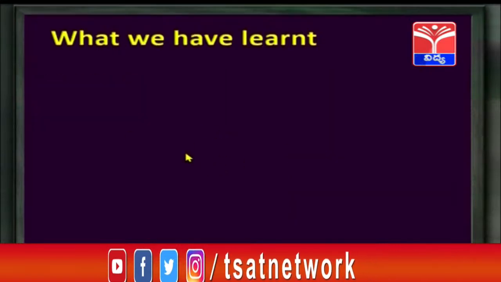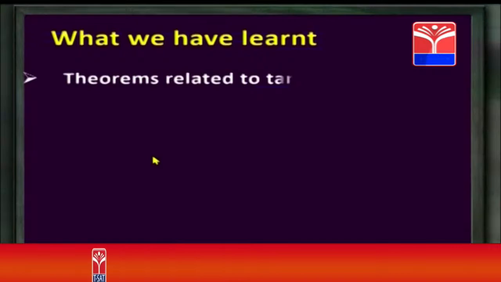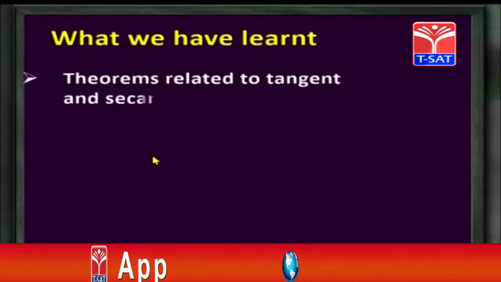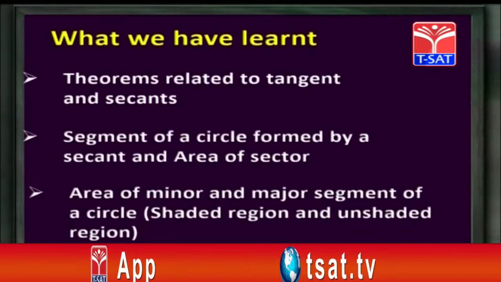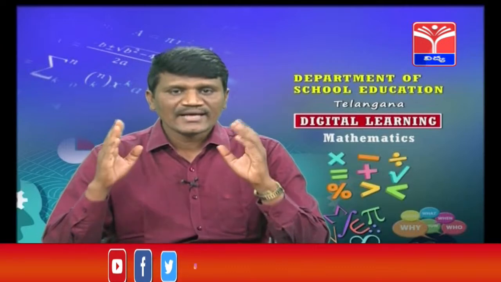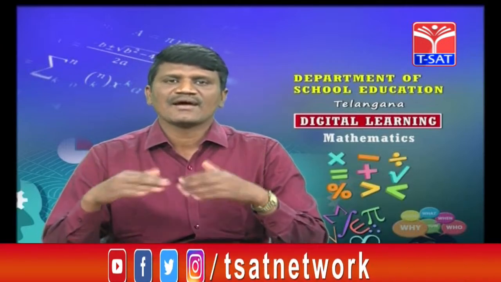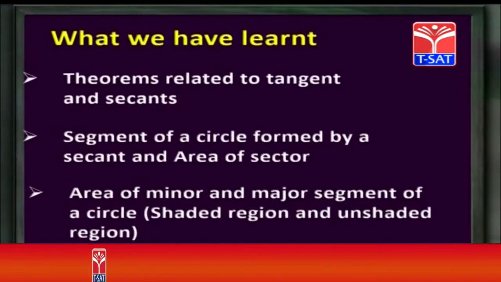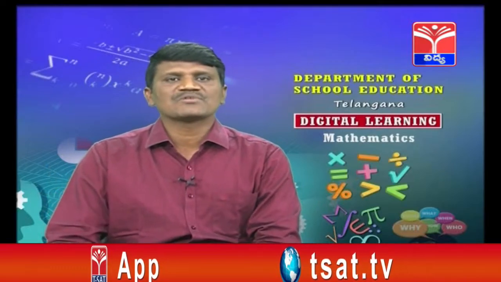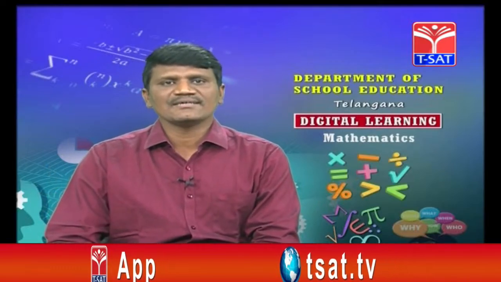So what have we learned today, students? We have learned some theorems related to tangent and secants, and also we have learned the segment of a circle formed by a secant, and we have learned the area of minor segment and major segment and the problems related to major segment and minor segment, and also the problems related to shaded region and unshaded region. For better understanding of the concepts, solve the worksheets.